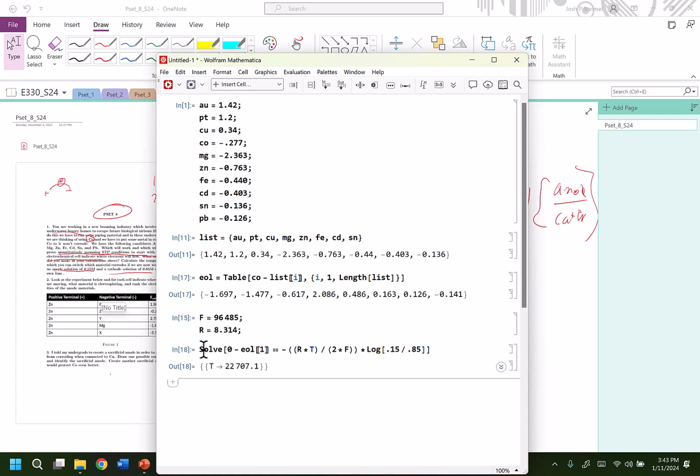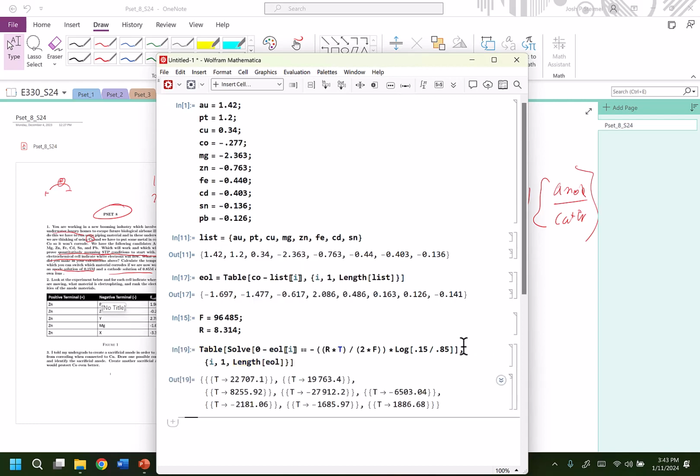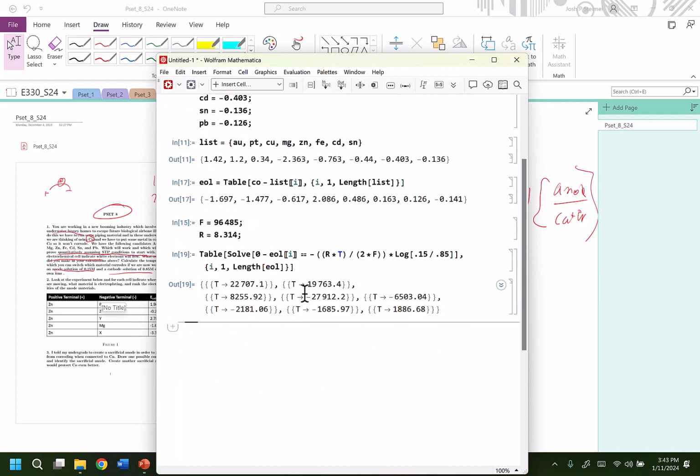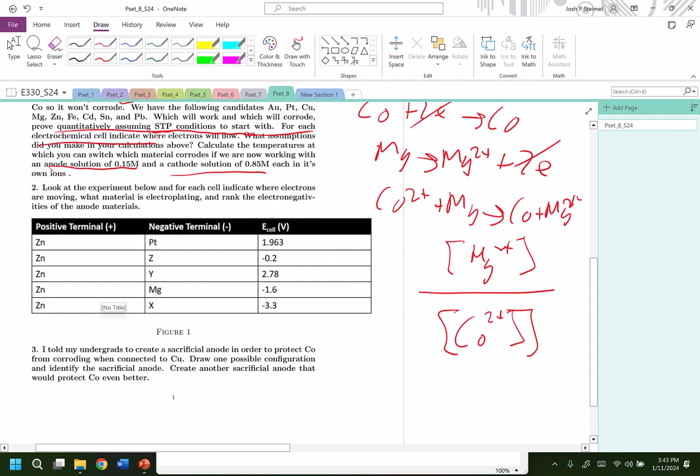So we can find the temperature, and we can repeat that, and we're going to do this over and over and over. Make it a little list. Check it twice, even though the holiday season is over. And you can find those temperatures to basically flip which material is corroding and not corroding. There you go. Awesome. All right.